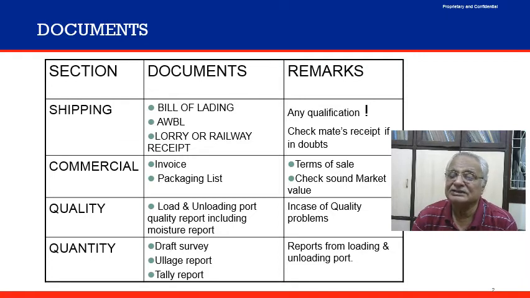And then what you understand from the invoice is the terms of sale, and you would like to check the sound market value. What is sound market value? Many times there is every possibility that the invoice will be under-invoiced. Why do they do under-invoicing? They do it in order to pay less duty, so they are declaring a lower value. So there is every possibility that there are two invoices. One invoice is for payment of remuneration to the seller, the other is for the customs. So this is very tricky.